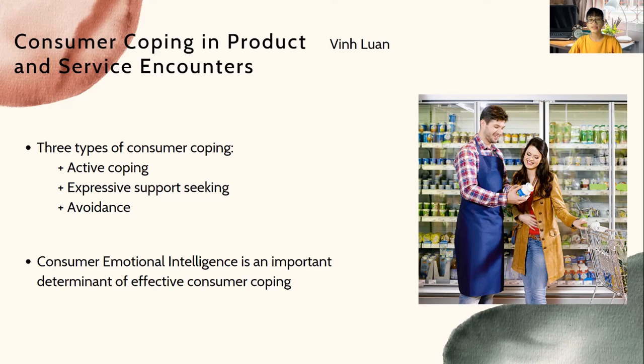We know that avoidance is a common response. For example, when we are in a bad mood and we have to go to the supermarket, we attempt to cope by avoiding the presentation of the products from a happy salesperson. And if we need to deal with them, the situation may become worse and it reduces the salesperson's effectiveness. Consumer emotional intelligence is an important determinant of effective consumer coping, as emotional intelligence shows the ability of consumers to skillfully use emotion information to achieve the desired outcome.